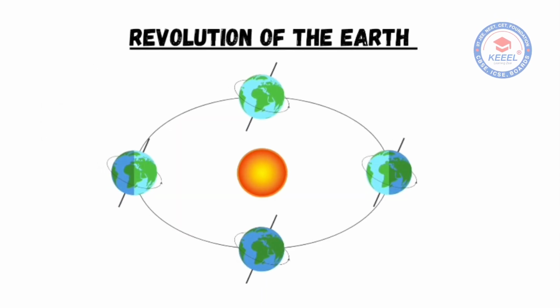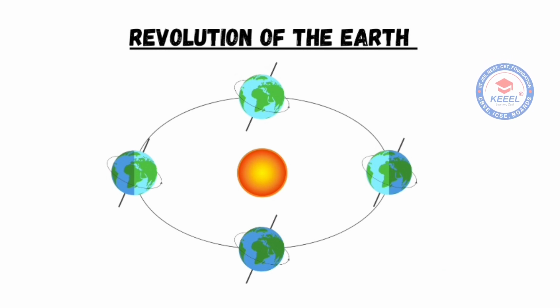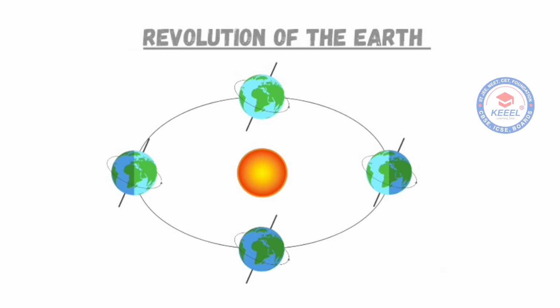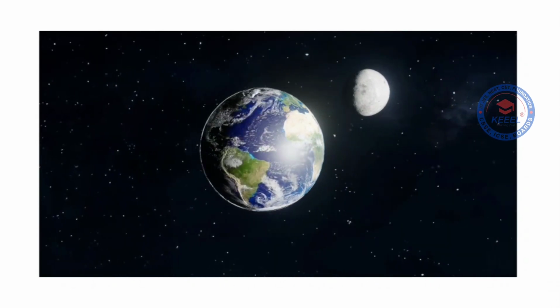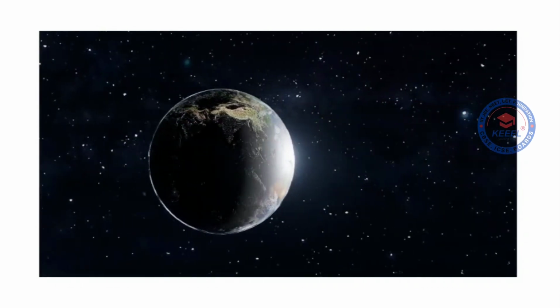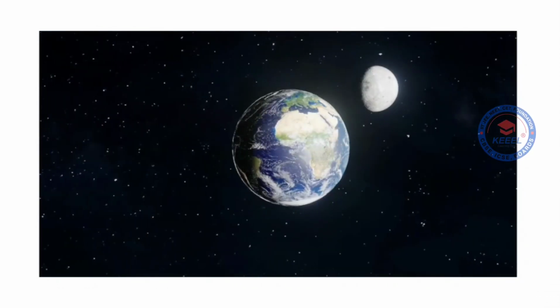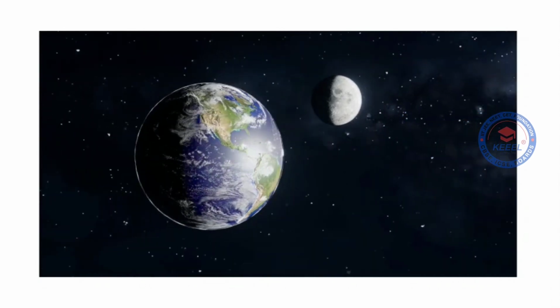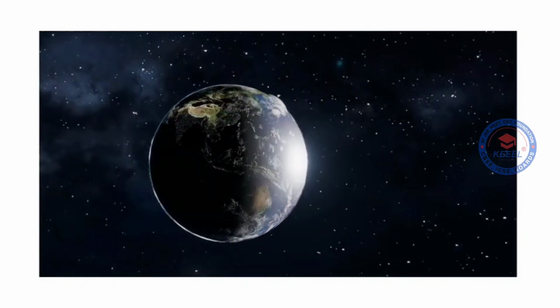Revolution of the Earth. Now comes the second motion, revolution. Earth doesn't just spin on its axis, it also revolves around the sun in a path called its orbit. One complete revolution takes about 365 days and 6 hours. This gives us 1 year. The axis of the Earth is tilted, and it always points in the same direction while revolving. Because of this tilt and revolution, we have seasons.